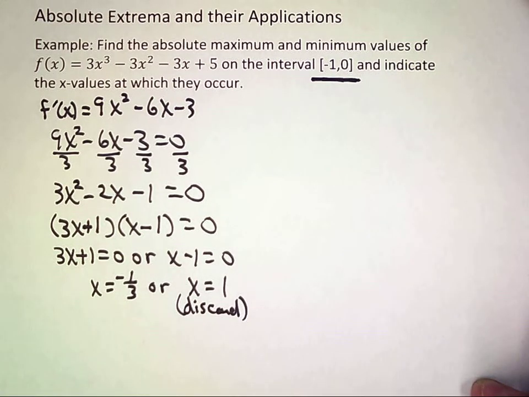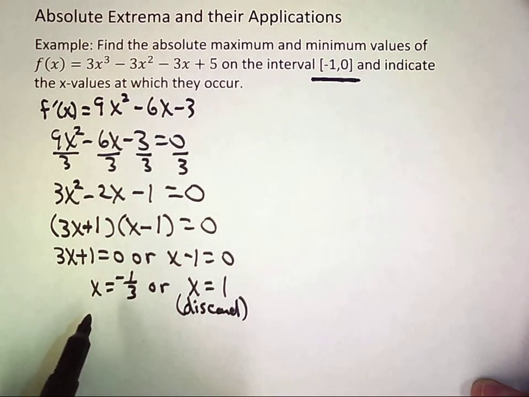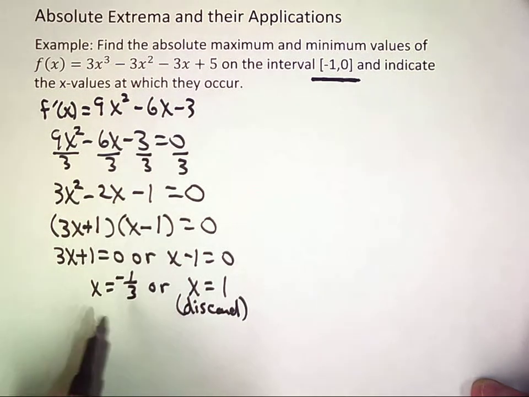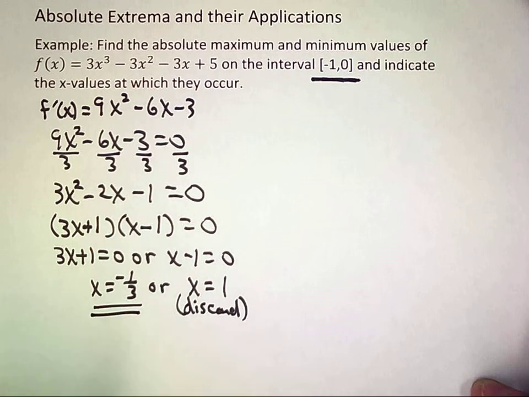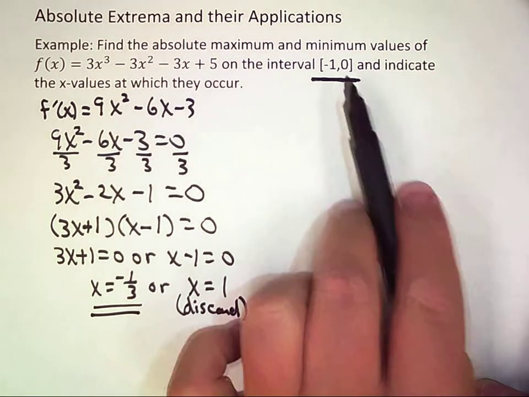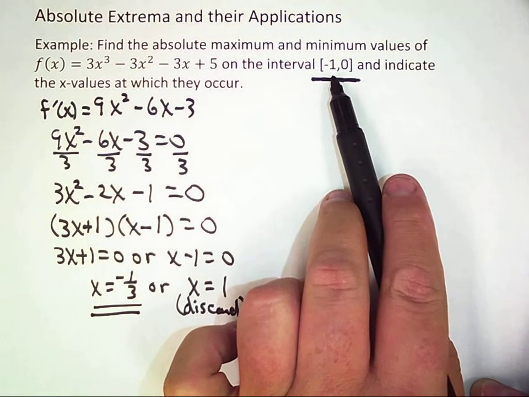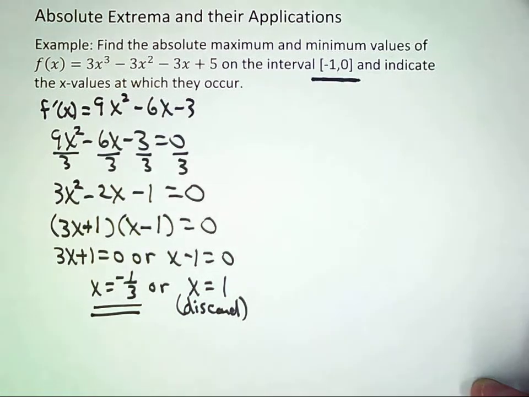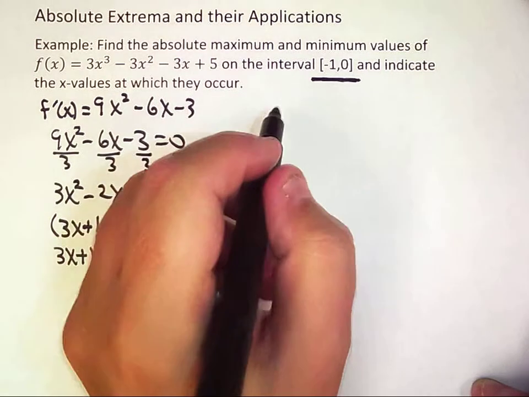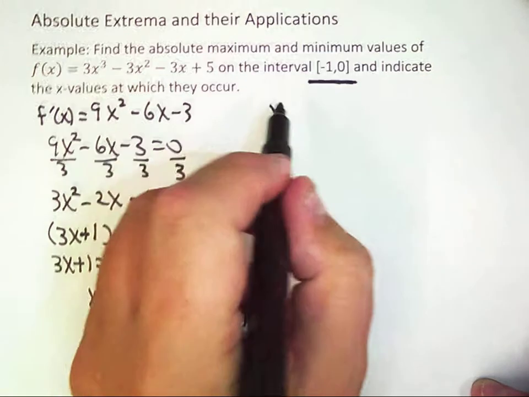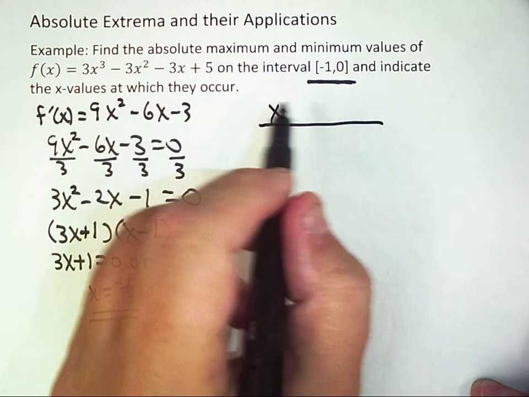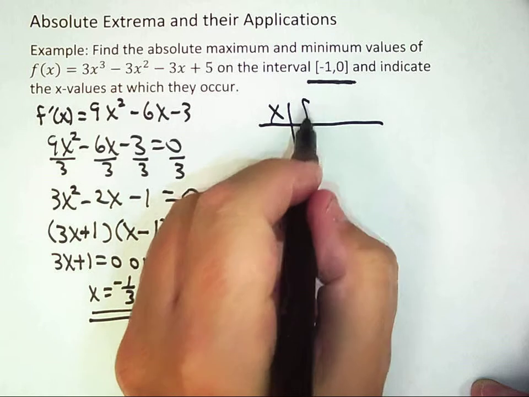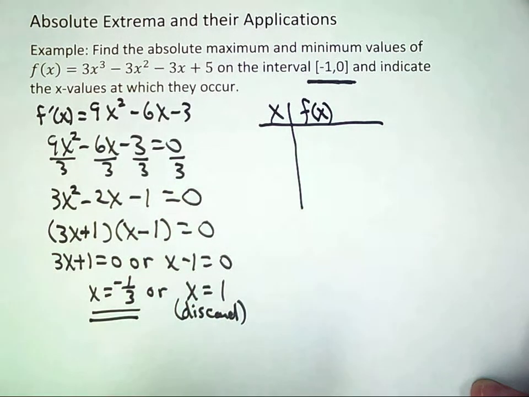So really, at this point, my absolute extrema are going to occur either at negative 1/3, or at negative 1, which is the left endpoint, or 0, which is the right endpoint. It's going to be one of those three places if it occurs. So what I would suggest is just making a little XY chart or an f of x chart and having a look.